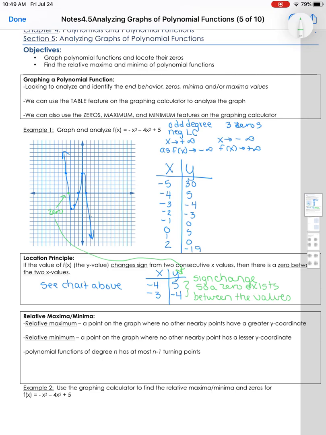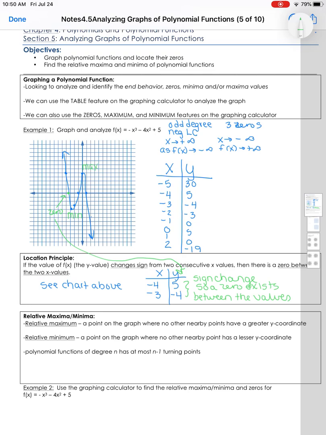Okay, but we're going to go over a way that we can actually calculate what that is if it's not going to be a perfect number. The other thing that we're going to calculate is a relative max and min. A max is the high point in a graph, and a min would be a low point in the graph. You can tell that based off the picture itself.